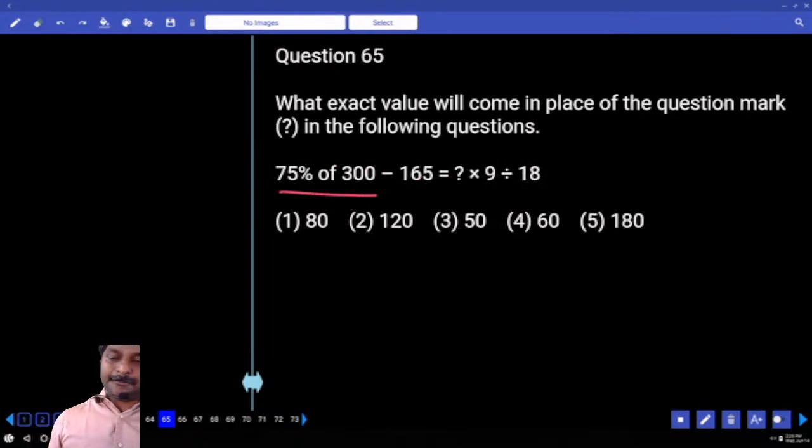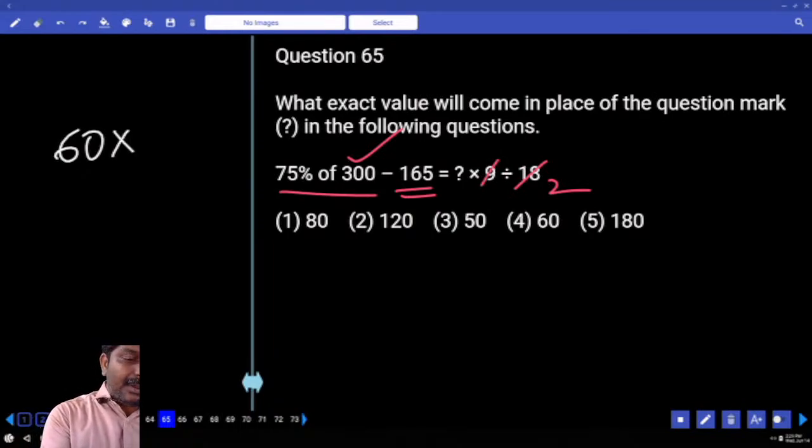75% of this number. Come on. Half plus half, right? Half, 150. Again half, 75. Total, 225 minus 165. 60. Yes. Right hand side 9. How many times? 2 is in the right hand side denominator. When it comes to the left hand side, it becomes into 2.